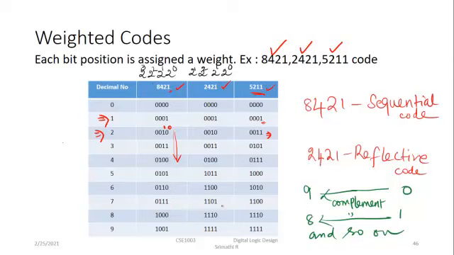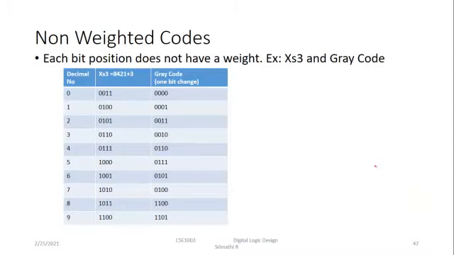Whereas 2421 is a reflective code, meaning the 9's complement of a decimal number is obtained by taking the complement of its code. Take 1111; if you take the complement, it's 0000. If you look, the 9's complement is 0. So 9 and 0 are complements. Similarly, 8 and 1 will be complements. This is said to be a reflective code.